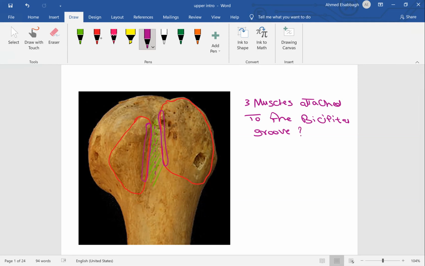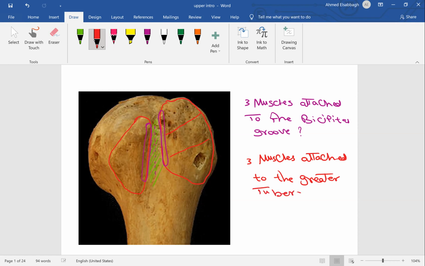Additionally, as I told you, this is the greater tuberosity. We also have three muscles attached to the greater tuberosity. So what are the three muscles attached to the greater tuberosity? This is the second question.